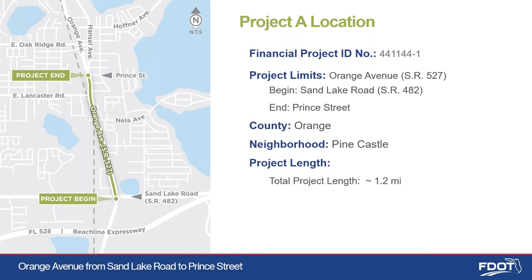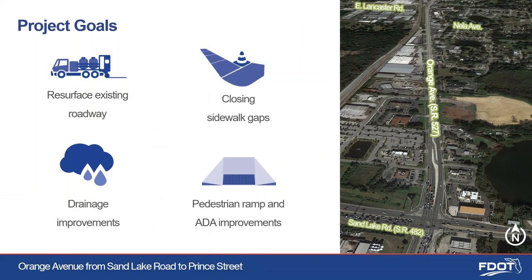So, Project A begins at Sand Lake Road, State Road 482, and continues for about 1.2 miles to Prince Street in the Pine Castle neighborhood. The intent of this project is to resurface the existing roadway, as well as a variety of pedestrian improvements, such as realigning crosswalks, closing sidewalk gaps, reconstructing curb ramps to meet current Americans with Disabilities Act or ADA standards. And also included in the project are related drainage, signage, and pavement marking improvements.